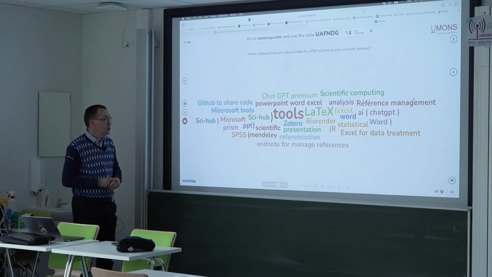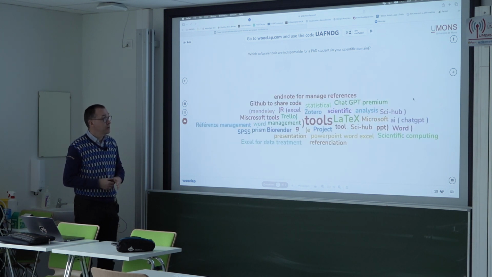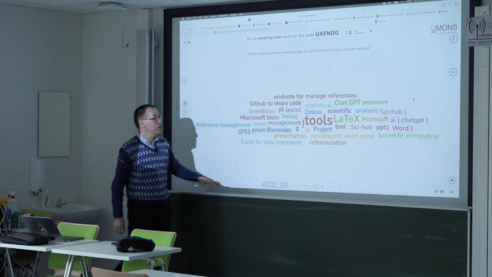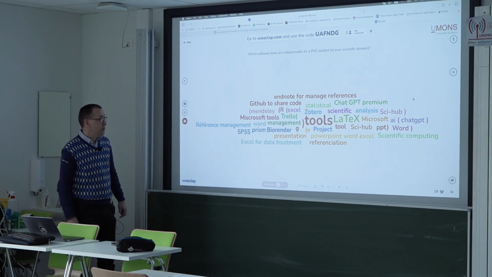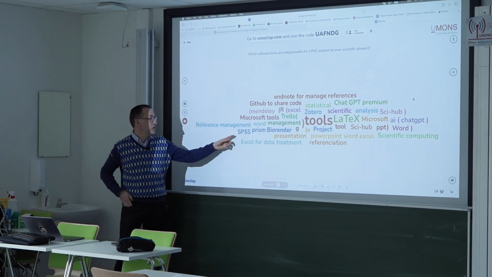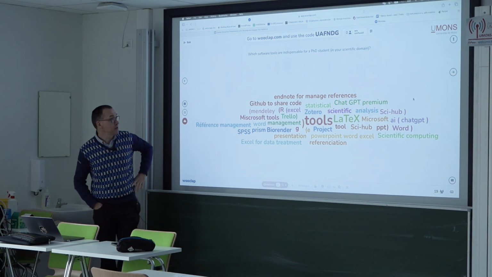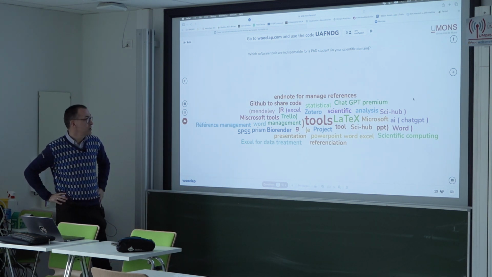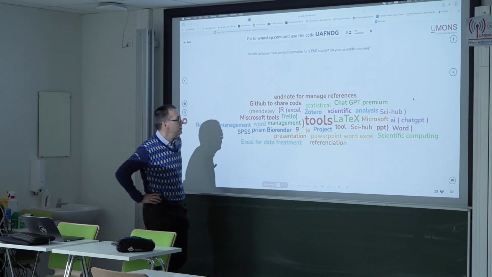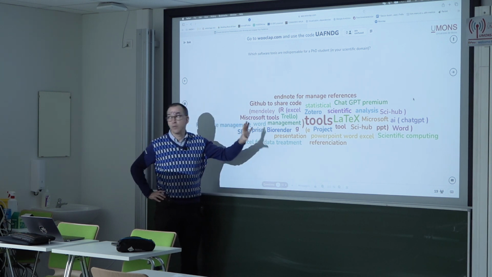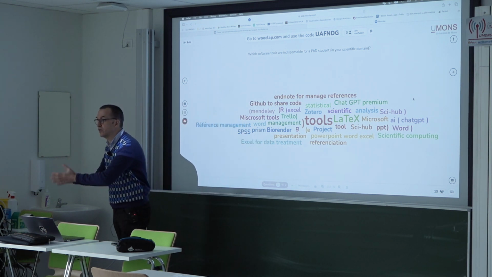Something for publishing, like your data sets, like Zotero. Specific tools for scientific computing, or SPSS. These are more specific in specific domains. Any tools for doing scientific analysis, for statistical analysis. So there is a mix of focus tools within your domain.